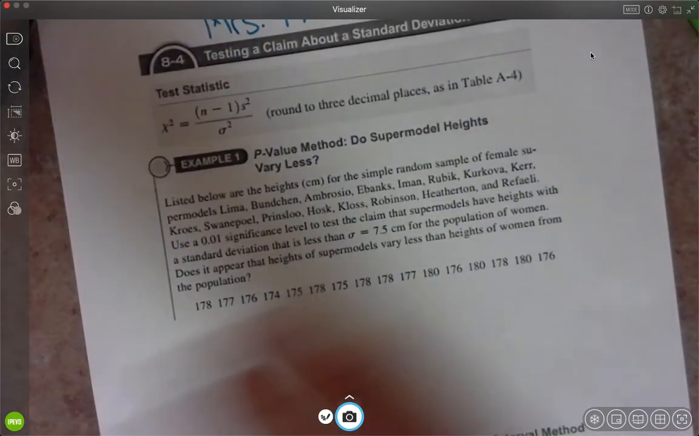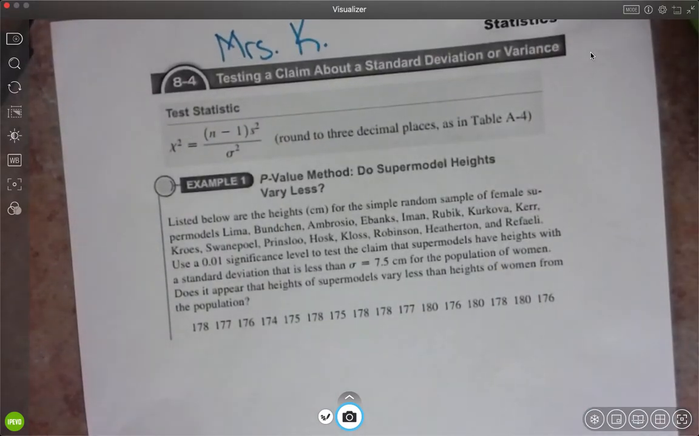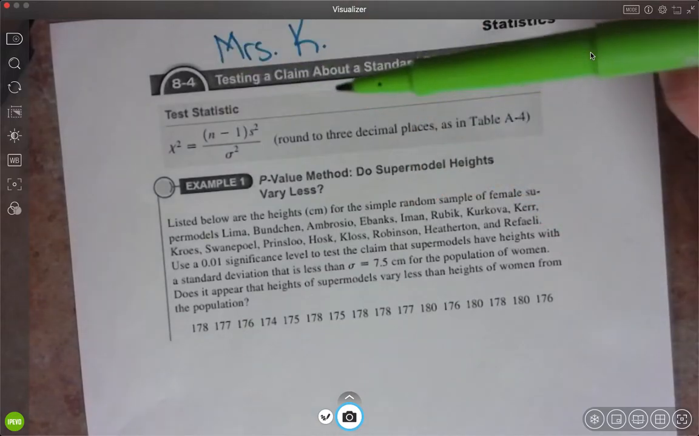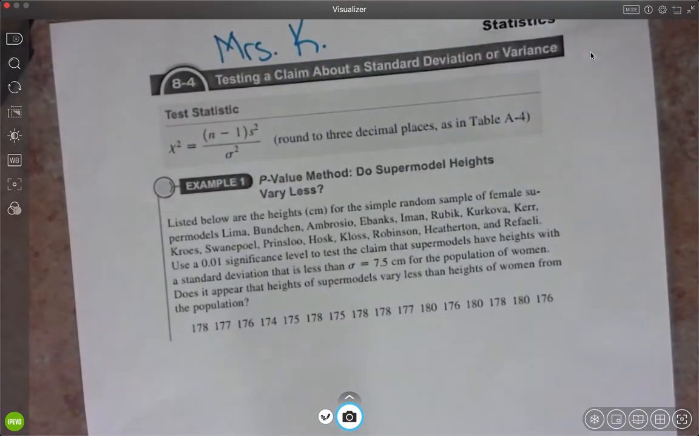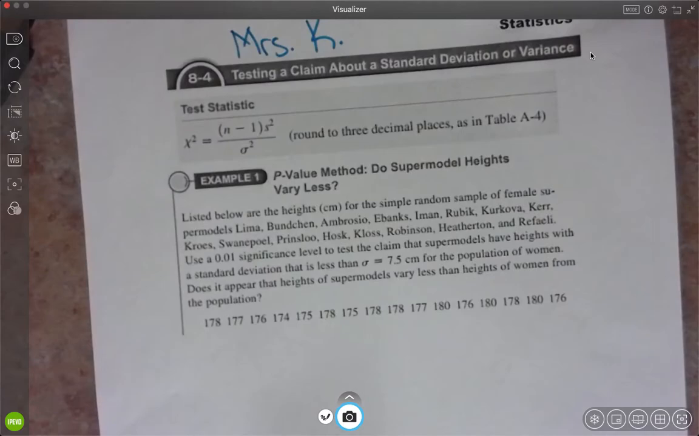All right, hey stats. For this video, you're going to need your notes for section 8.4. We're going to go through this. This is only one page, so that's kind of exciting. And there is a homework assignment that goes along with this.